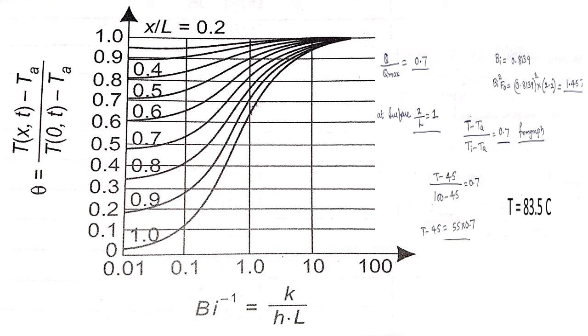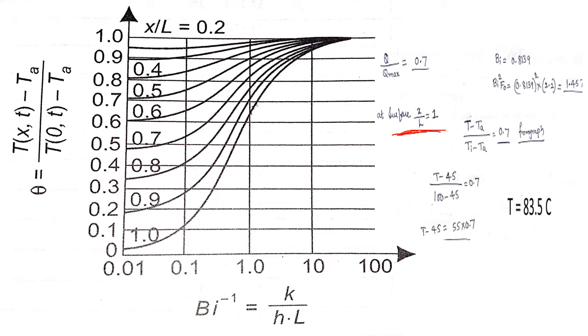The same explanation I have continued here. If we want to calculate the surface temperature, this x divided by L will be equal to 1 for the surface. This is standard. These are the graphs you can see here. X divided by L is 0.2, this is 0.4, 0.5, 0.6, like this way. So these indicate the graphs of X divided by L. If we want to calculate the temperature at the surface, X divided by L equals 1. So this value will be fixed.